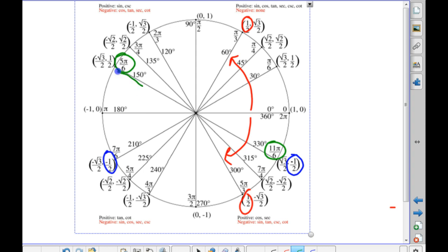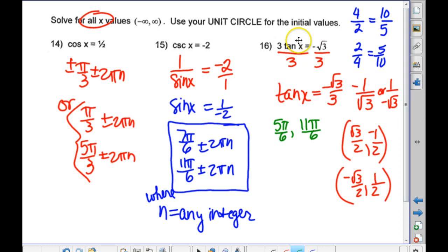And what do you notice about those two, guys? They're straight across from each other because the period for tangent is what? Pi. So I would have just written one of them plus or minus pi n. If you wrote both of them and put plus or minus 2 pi n on the back, I would not count it wrong, but you would need both in that case.